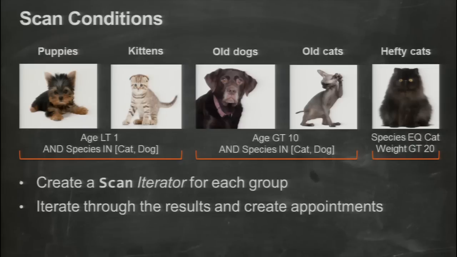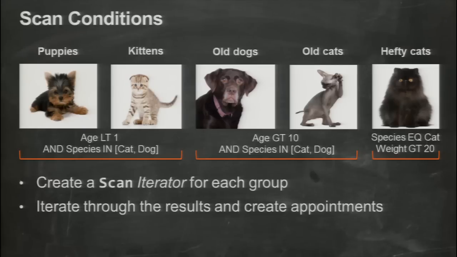2 of these together because of some of the commonalities between them and some of the comparison operators that DynamoDB allows. So we can combine the puppies and kittens into a single scan operation by using the in comparison operator. So age is less than 1 and species is in cat or dog. And we can do the same thing with the older animals and then do a separate operation for the cats.